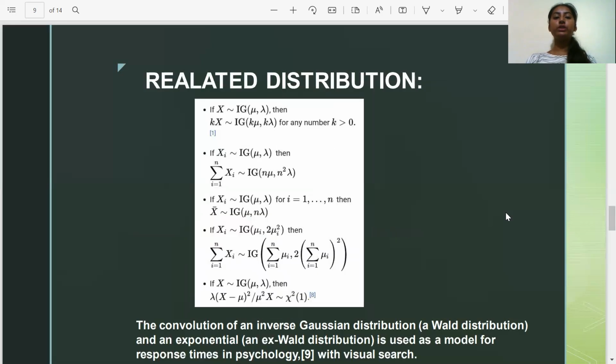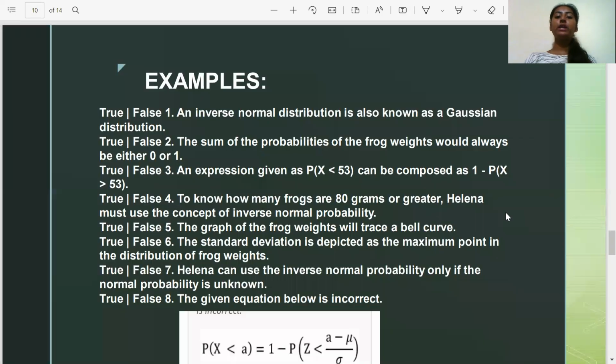Related distribution. Here I gave the formulas of the distribution. The convolution of an inverse Gaussian distribution and an exponential is used as a model for response time in physiological visual search. Examples.